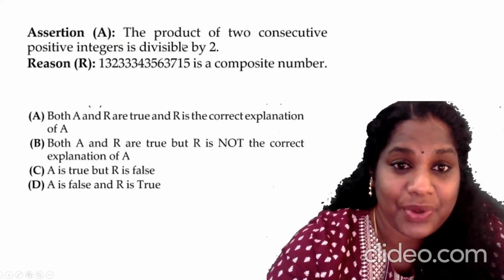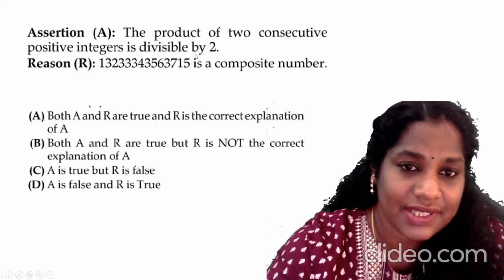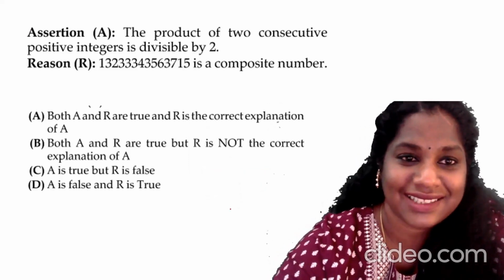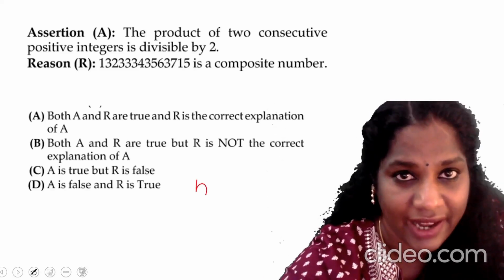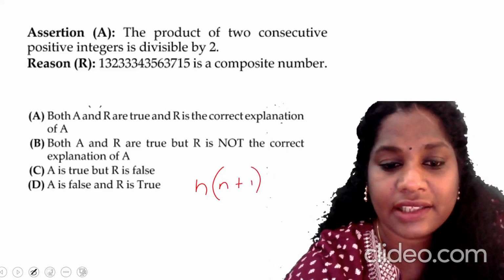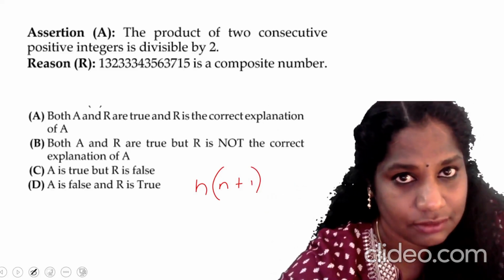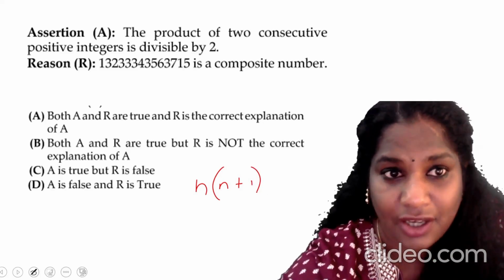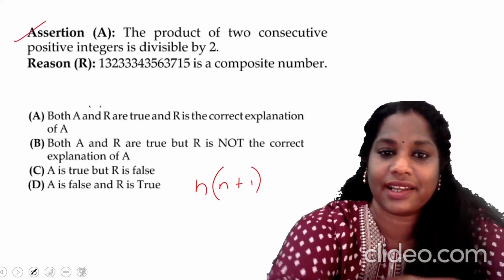Next question. The product of two consecutive positive integers is divisible by 2. Yes. So let's get started. How are you going to do this? If one number is n, the next consecutive number is n plus 1, right? Either one of them has to be an even number. 2 into 2 plus 1, 2 is an even number. 3 into 3 plus 1, 4 is an even number. So if it's an even number, it is going to be divisible by 2. Correct? So assertion is correct.